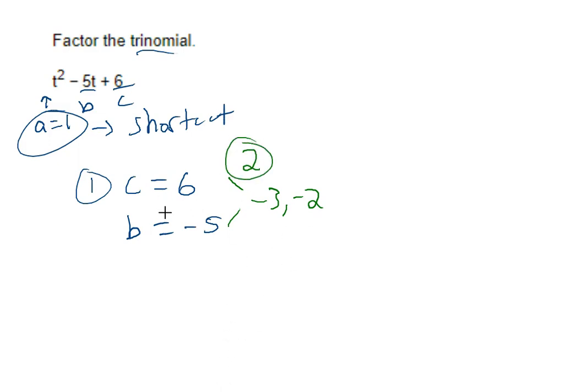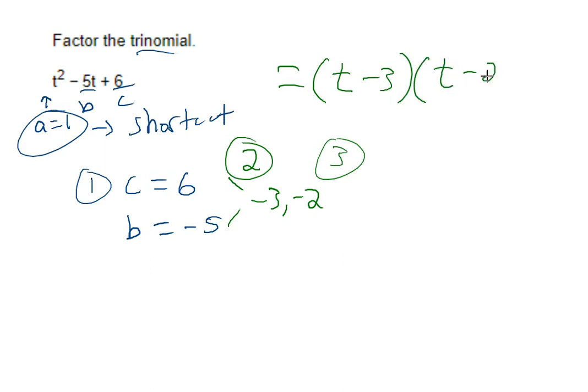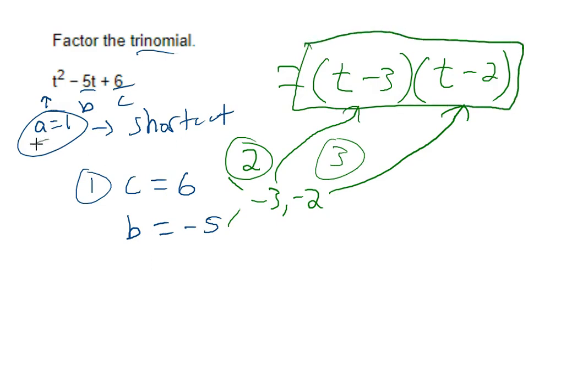So that's step 2. Right? Step 1, find c and b. Step 2, find two numbers that multiply to c but add to b. And then step 3 is this is the shortcut. You just get your answer from that. It'll factor as the variable plus the first number, which is minus 3, times the variable plus the second number, which is minus 2. So these two numbers are just going to show up in your two factors with the variable. And it's a shortcut that just happens to work when a is equal to 1. All right, so that's how that one's going to factor.